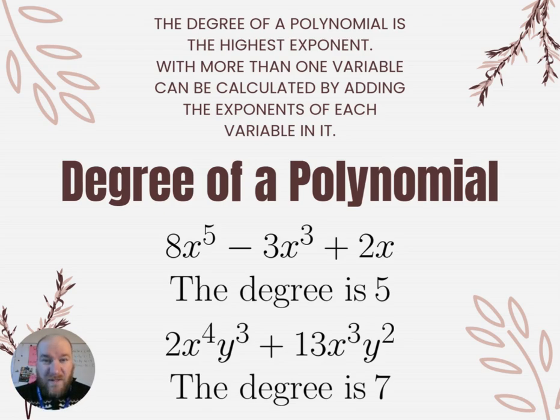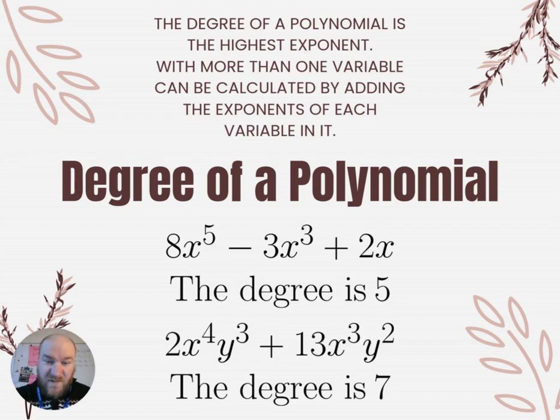A degree of a polynomial is the highest exponent in the whole problem. If there's a term with more than one exponent, you just add the exponents to find the degree. So in this first example here, we have an exponent of 5 and then an exponent of 3 and then an exponent of 1. The degree is 5. It's the highest exponent we see.